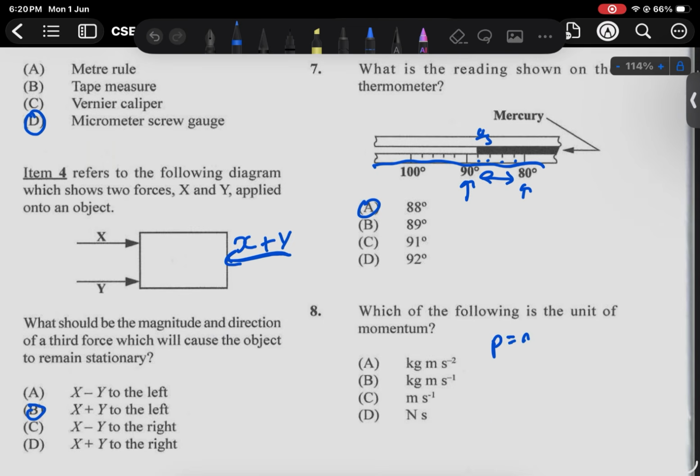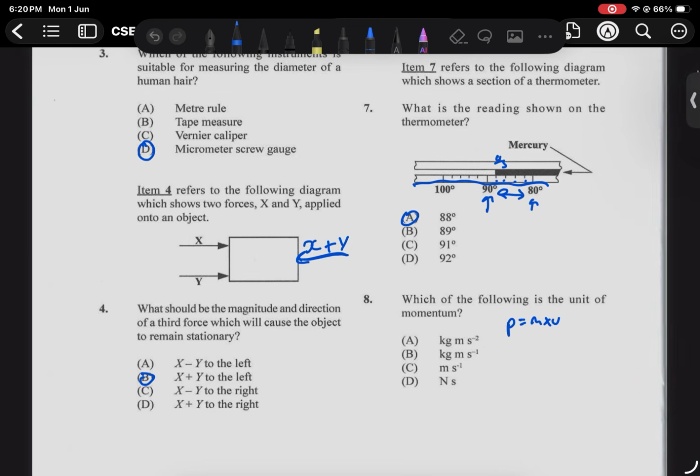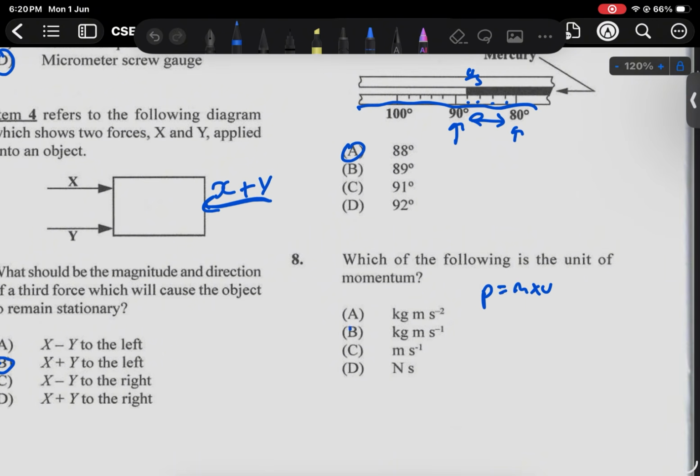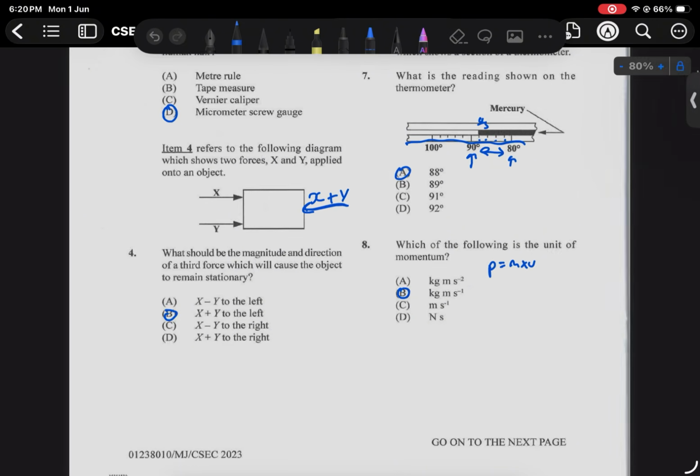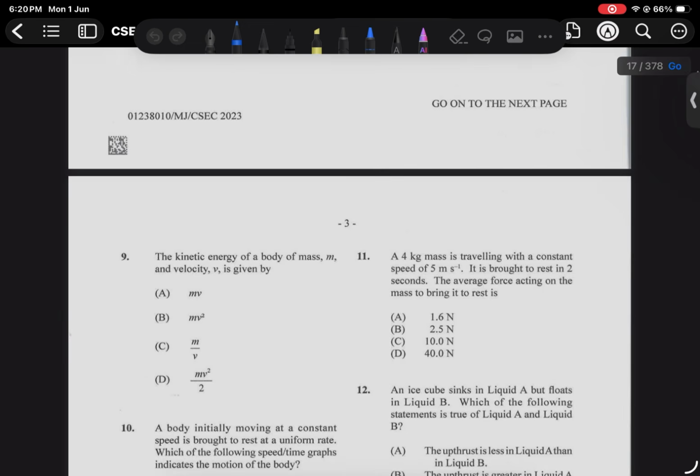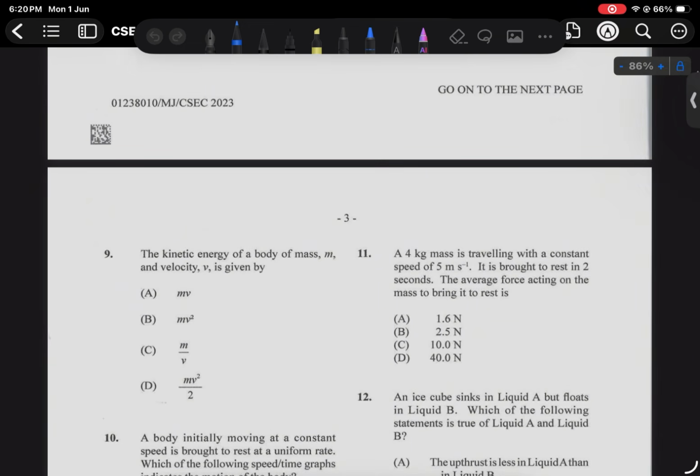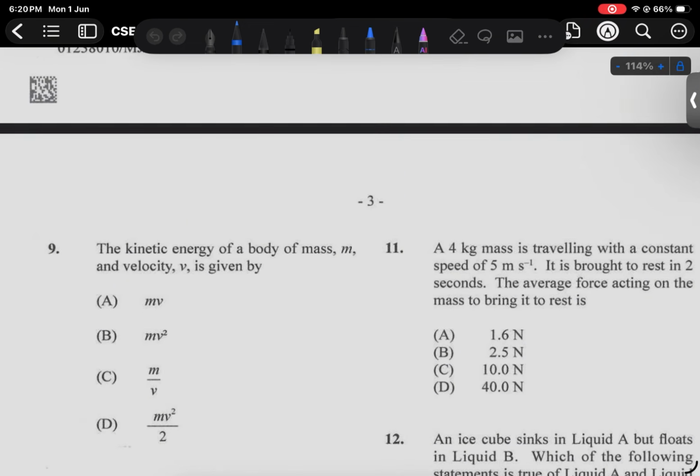Which of the following is a unit of momentum? Momentum is the product of mass and velocity. So kilograms meters per second. The kinetic energy of a body of mass m and velocity v is given by, we know that kinetic energy is half m v squared. So m v squared over 2, which is the same thing.